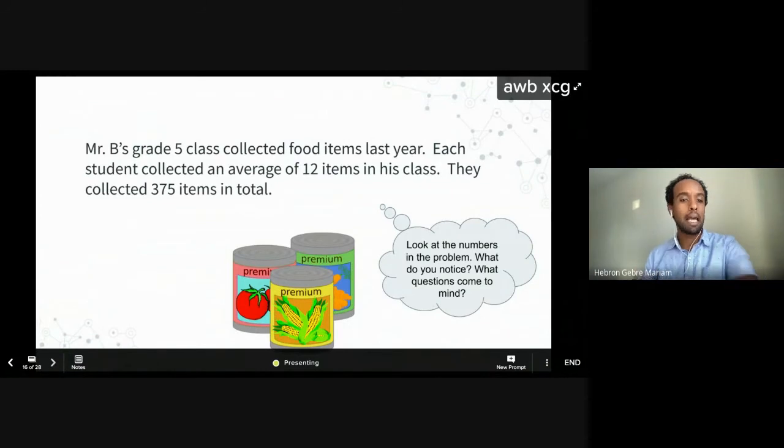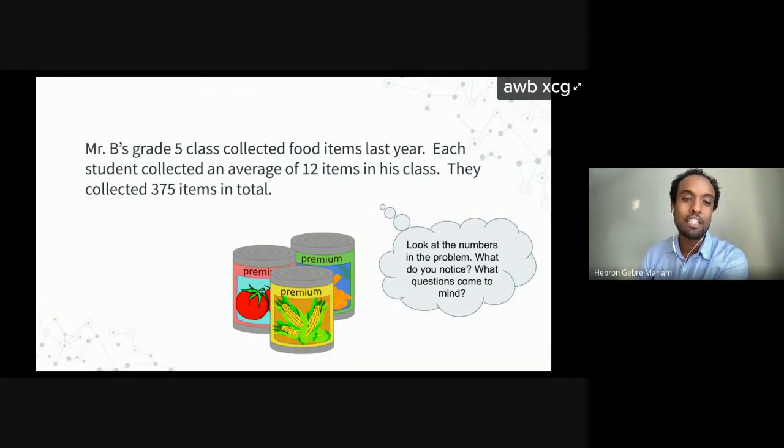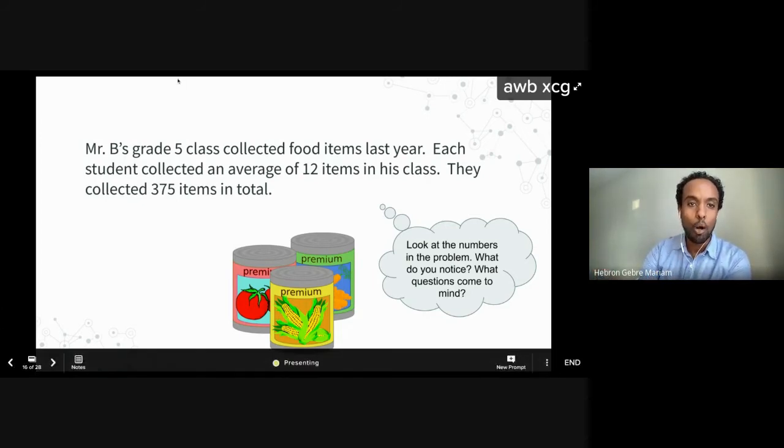I'm going to read this again. Mr. B's grade 5 class collected food items last year. Each student collected an average of 12 items in his or her class. They collected 375 items in total. Look at the numbers in the problem. What do you notice, and what questions come to mind? You can just unmute and share or pop in the chat. What do you notice about the numbers?